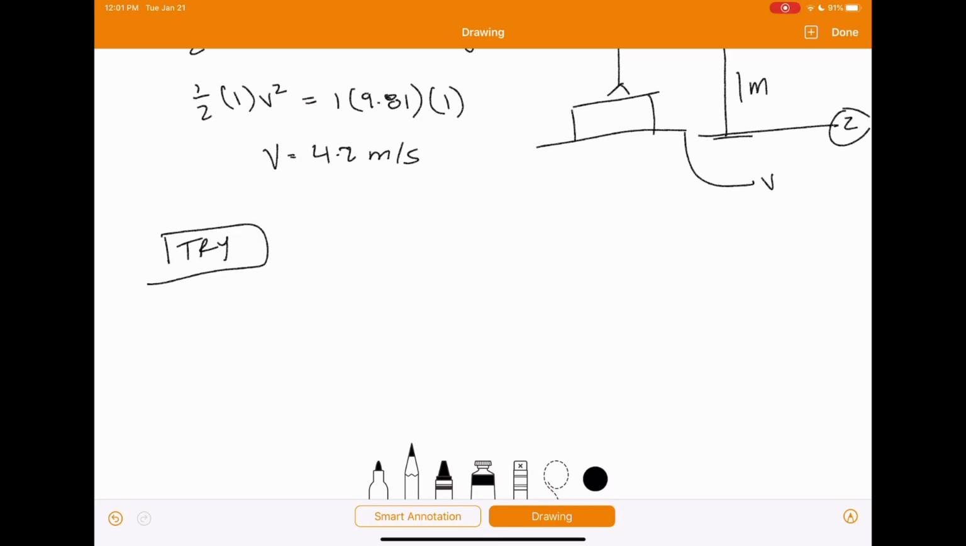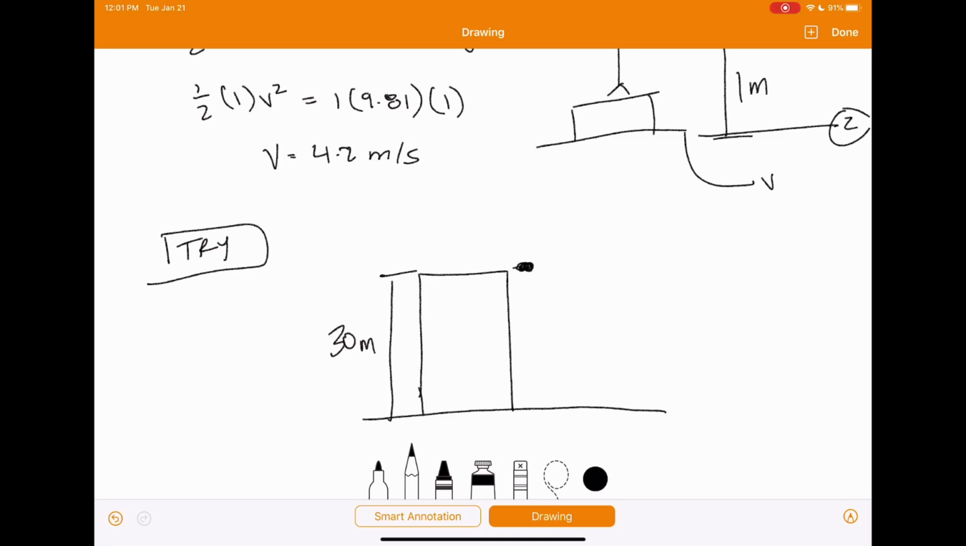Let's do 30 meters high, and it's a 2 kilogram ball, and we want to find velocity when it hits the ground. All right, let's go ahead and work that out and then check your solution with the PDF. This is number 4 on that PDF. And that covers it for energy.